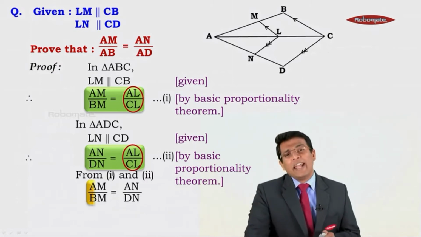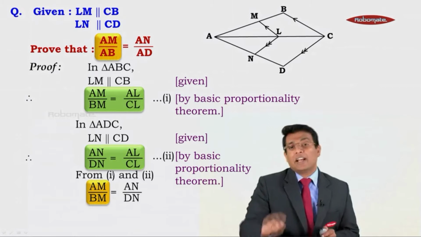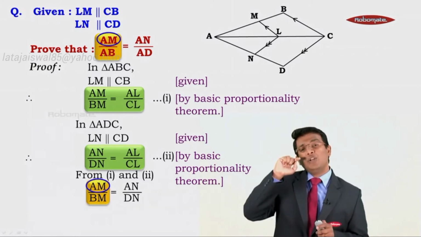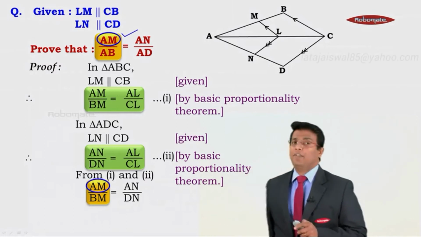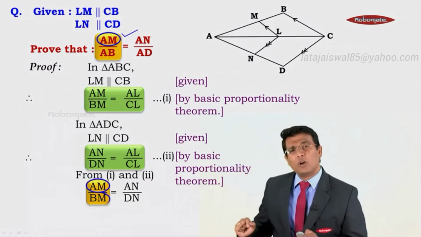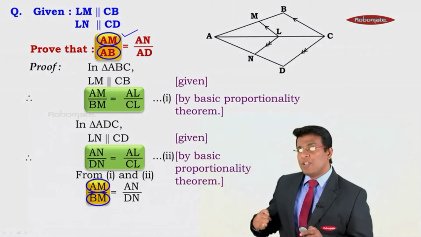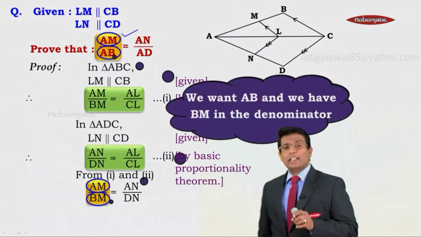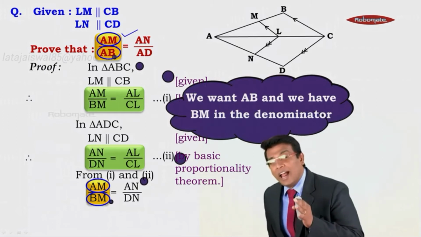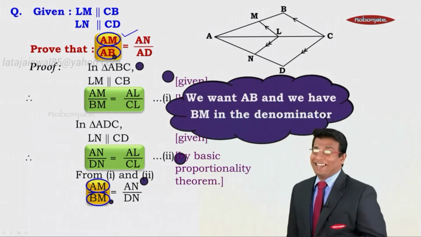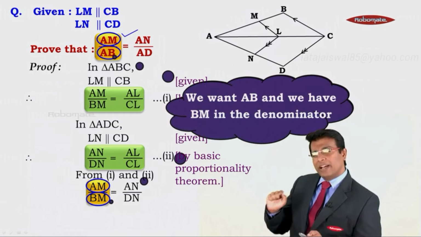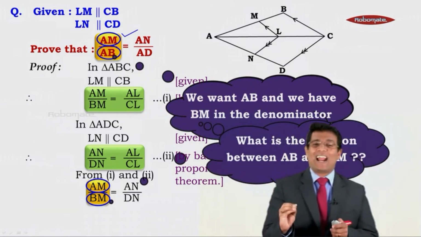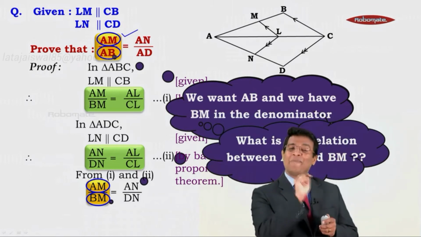We want AM upon AB, right? Rather we have AM upon BM. The numerator AM and AM is correct. We have got the numerator. Only thing is, focus on the denominator. What we have got is BM and what I want is AB. So we want AB but we have BM in the denominator. There has to be some relation between them, right? Let's understand. What is the relation between AB and BM?